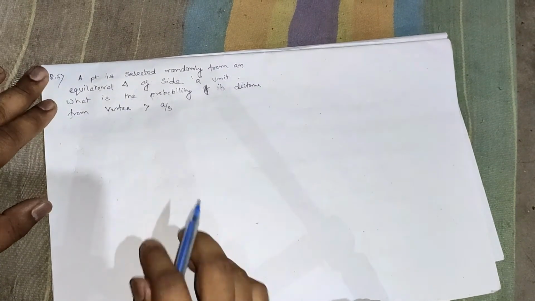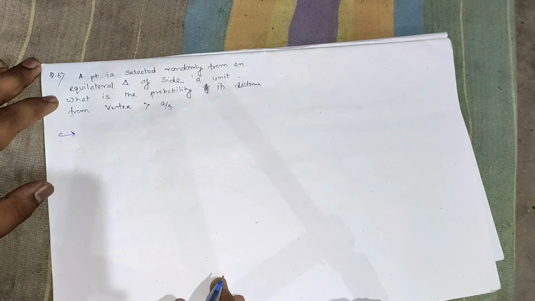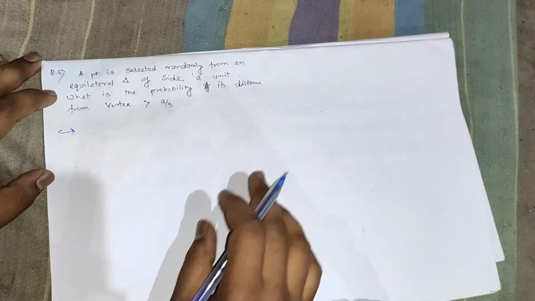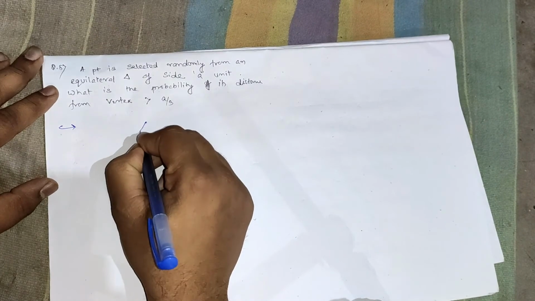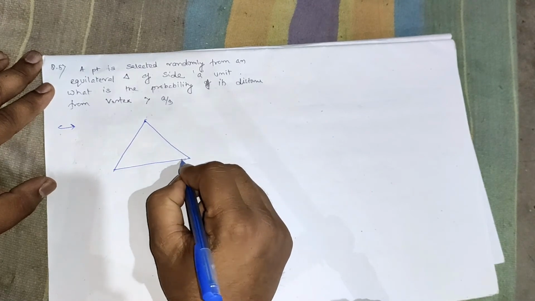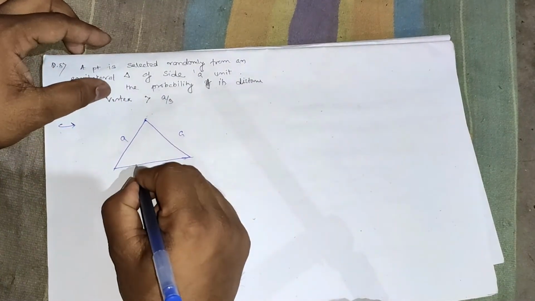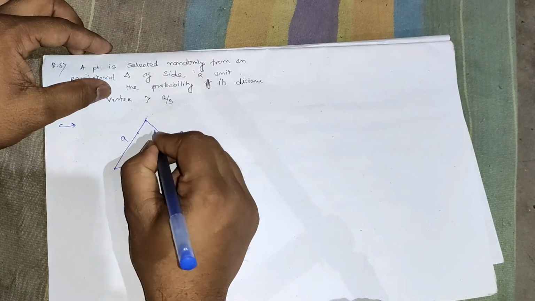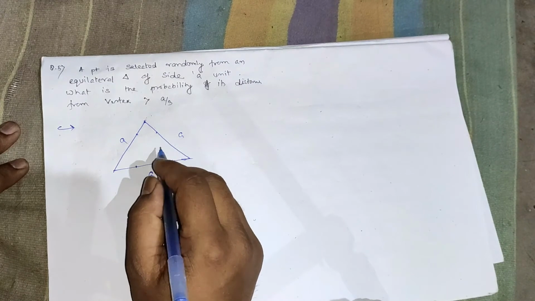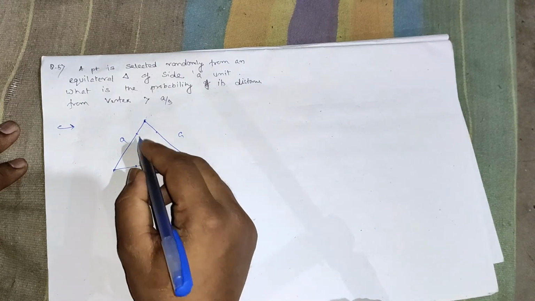The last question is a geometrical problem, and it is very easy. So this question is: a point is selected randomly from an equilateral triangle of side length A, and what is the probability that its distance from a vertex is greater than A by 3? So I am drawing an equilateral triangle, its side length is A. That is A by 3, I assume. They are asking to find the probability that its distance from the vertices, these three are vertices, is greater than A by 3.